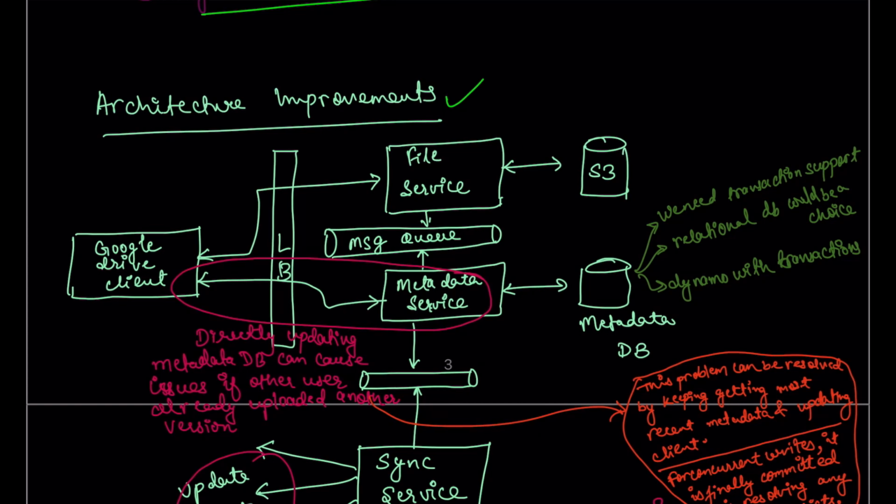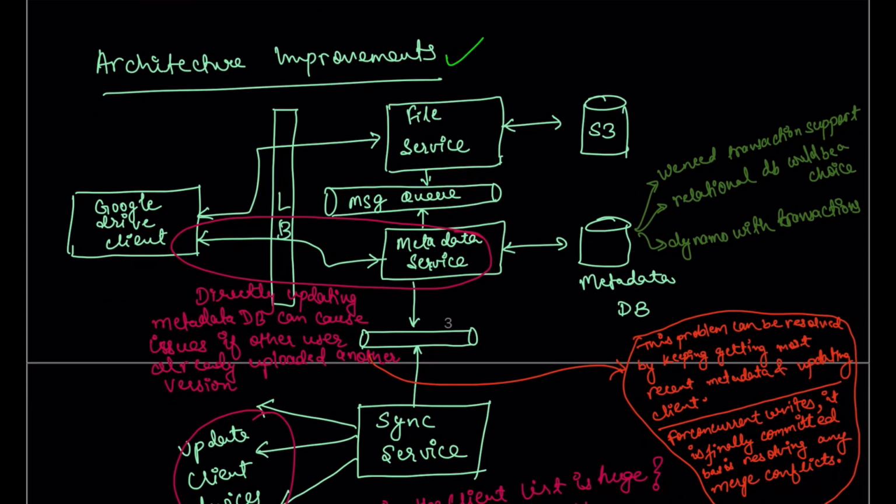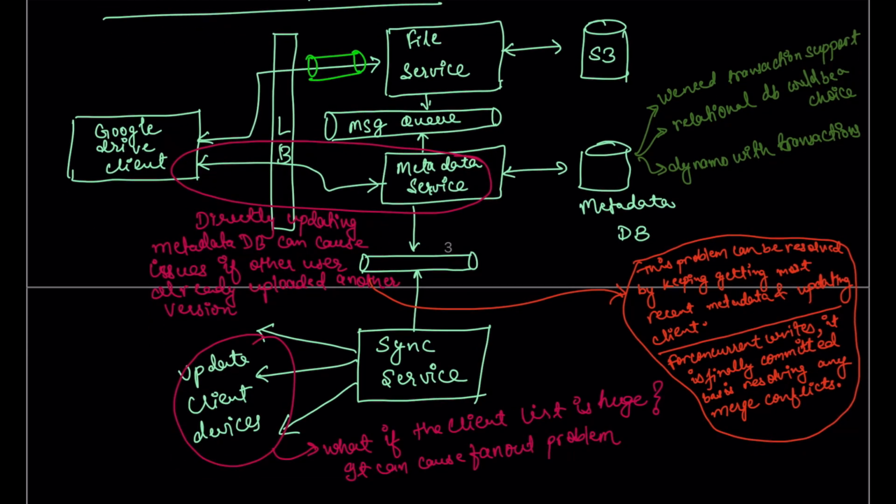Now, architecture improvements to further update our system. Okay, so let's create a message queue here. As this Google Drive client uploads files to the metadata file service, it will be stored in S3. This is one architecture we already discussed, right?